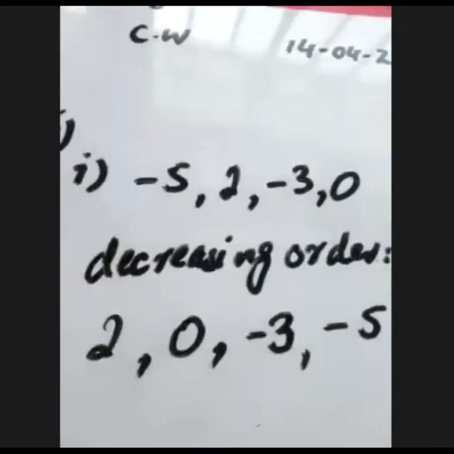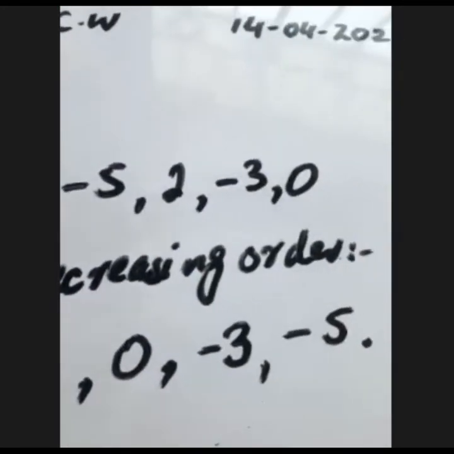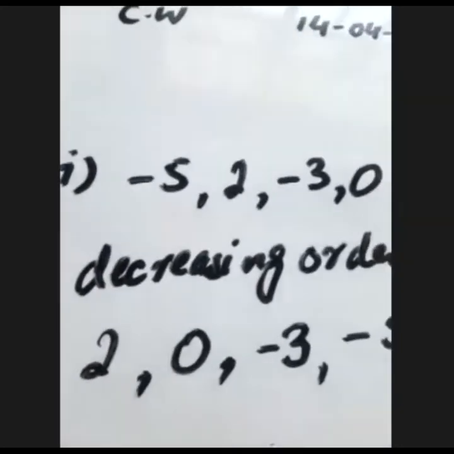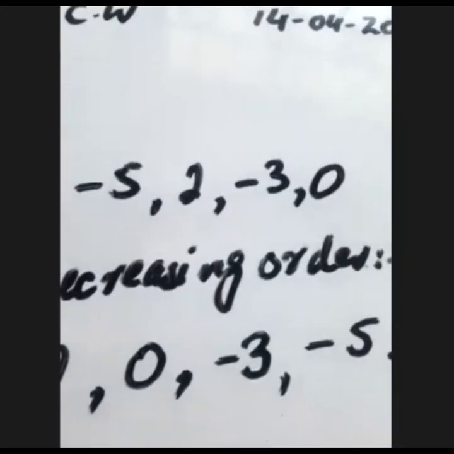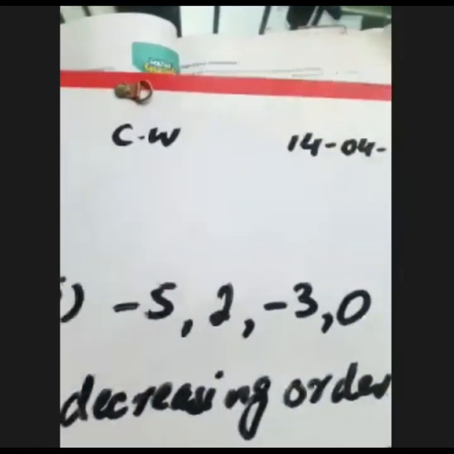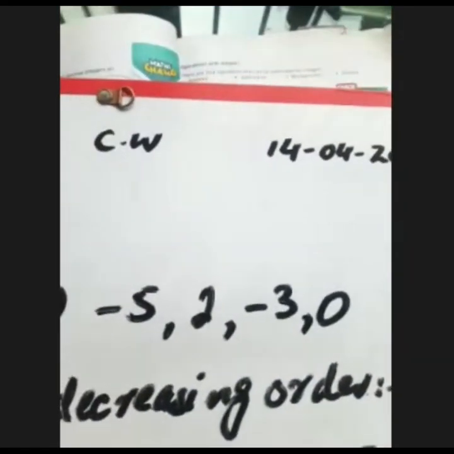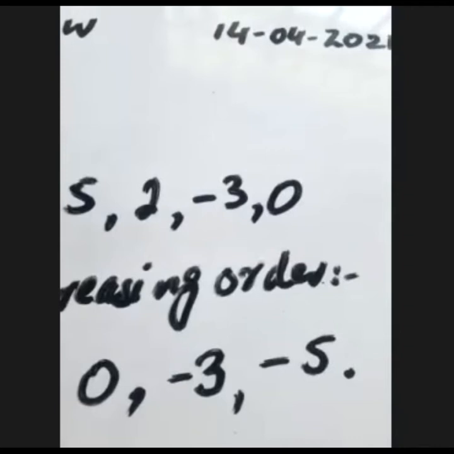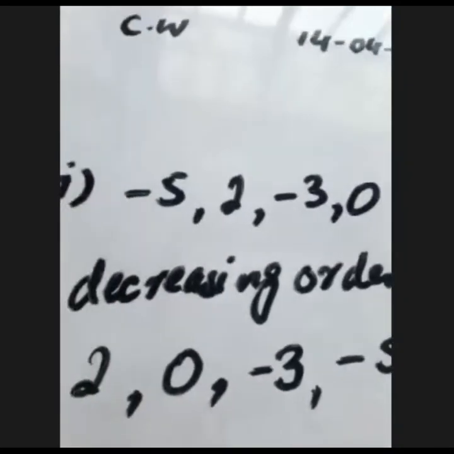4 numbers are given to you, 4 integers are given to you. The greatest one is 2, then smaller is 0, then comes minus 3, then minus 5. Given in the question, these 4 integers. So you have to give the decreasing order of these integers. So write down 2 first, then 0, then minus 3, and then minus 5.